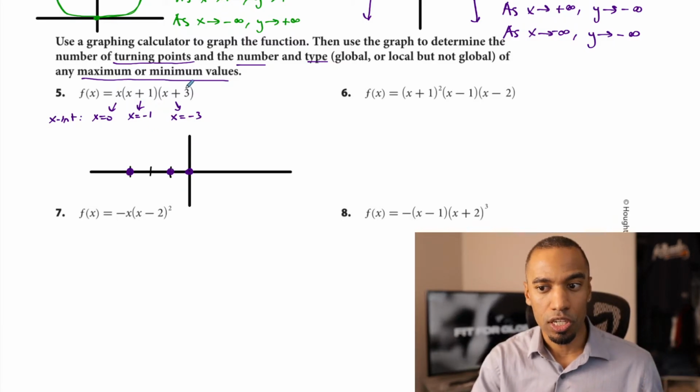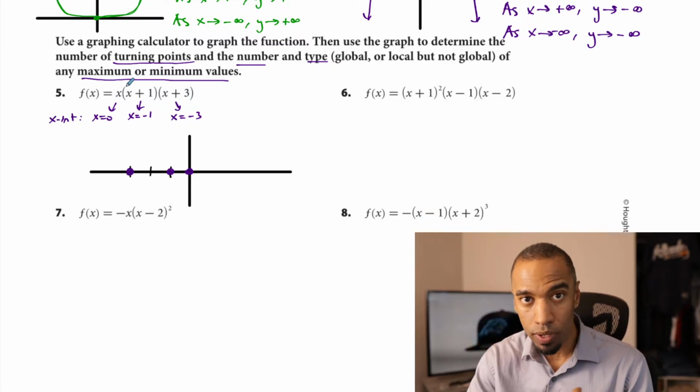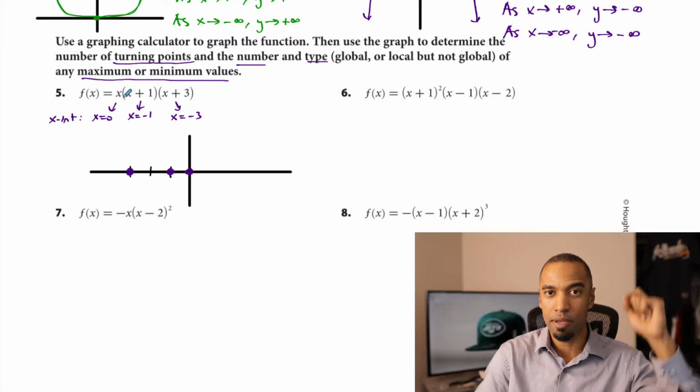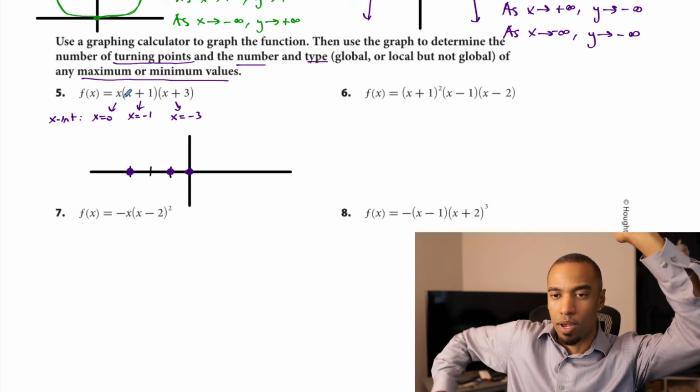Now, I mentioned this is a cubic graph. This graph is an odd degree cubic graph, which means its end behavior is going opposite directions. I don't know if you can see my arms.